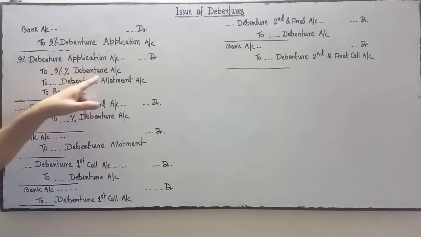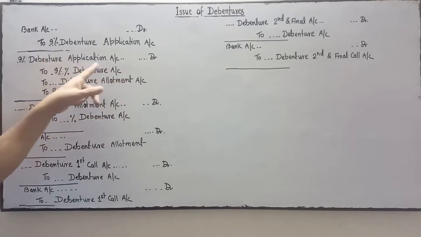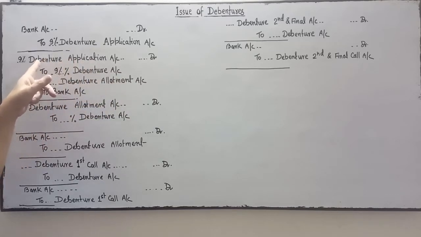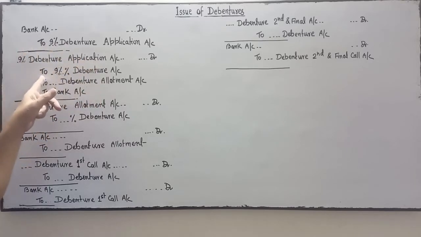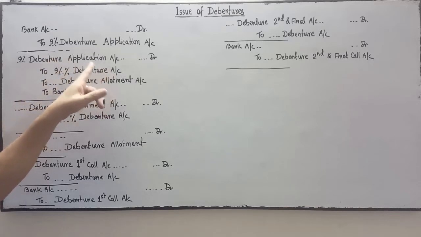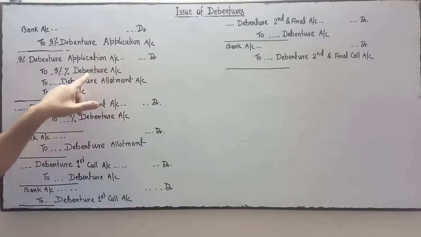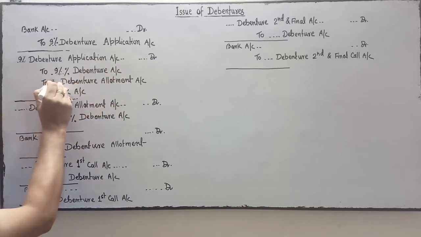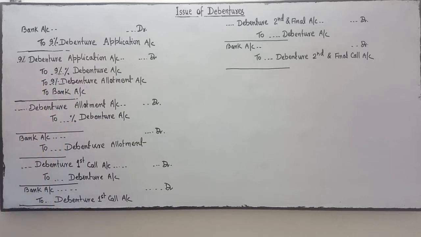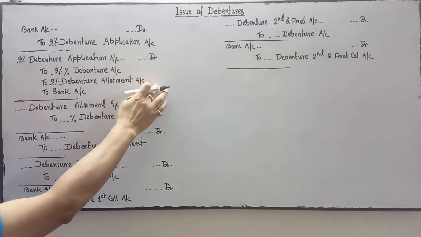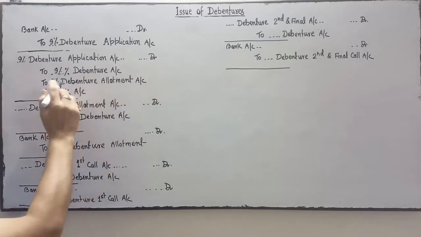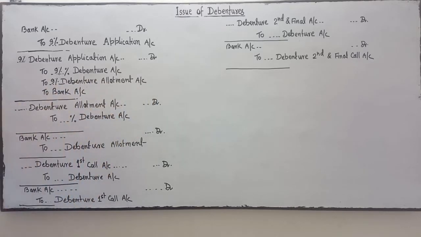In shares, we will write share capital. In debenture, we will write debenture application to, whereas in case of shares it is share capital. Here we will write the debenture account. We don't write debenture capital. We never write debenture capital, only debenture account. So the rate of interest we have to write over here. Excess money adjusted on allotment, then debenture allotment, and some money is refunded, then to bank account.